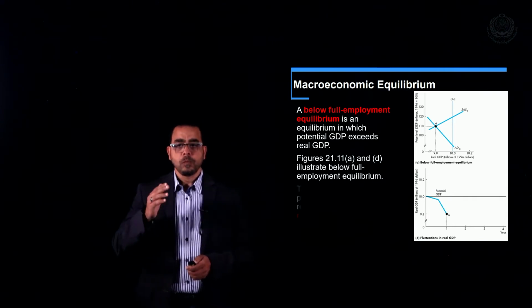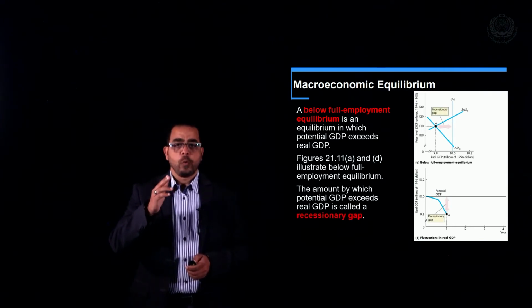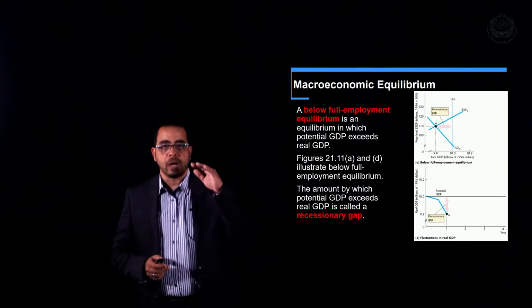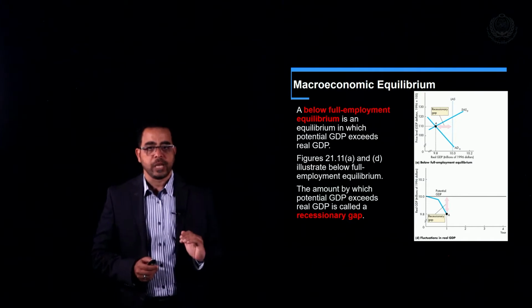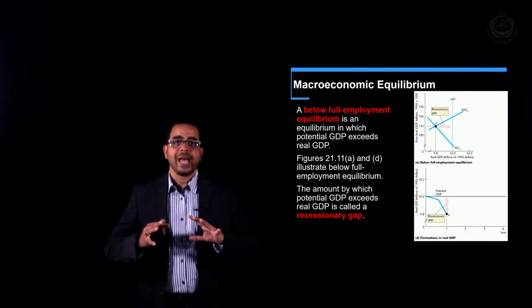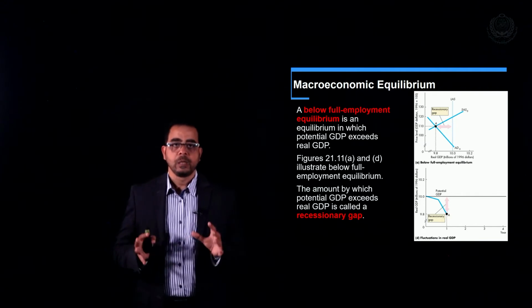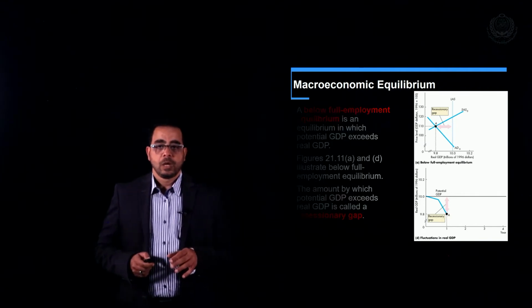So here we have what we call a recessionary gap. Why? Because our real GDP is under the potential GDP, so we do not have enough production for everyone to be employed.